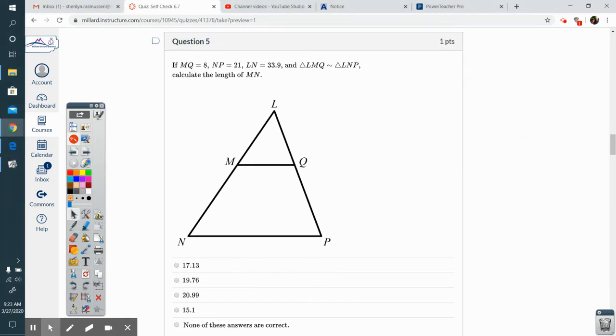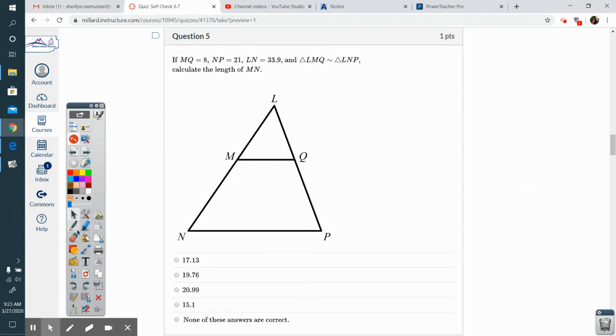Okay, let's start labeling this one right here. MQ, 8. NP, 21. LN, the big thing, is 33.9, and it wants to know what MN is. Okay, so it wants to know what that section is. So here's how you set that up. You have a small to a big, and you want to do the section.